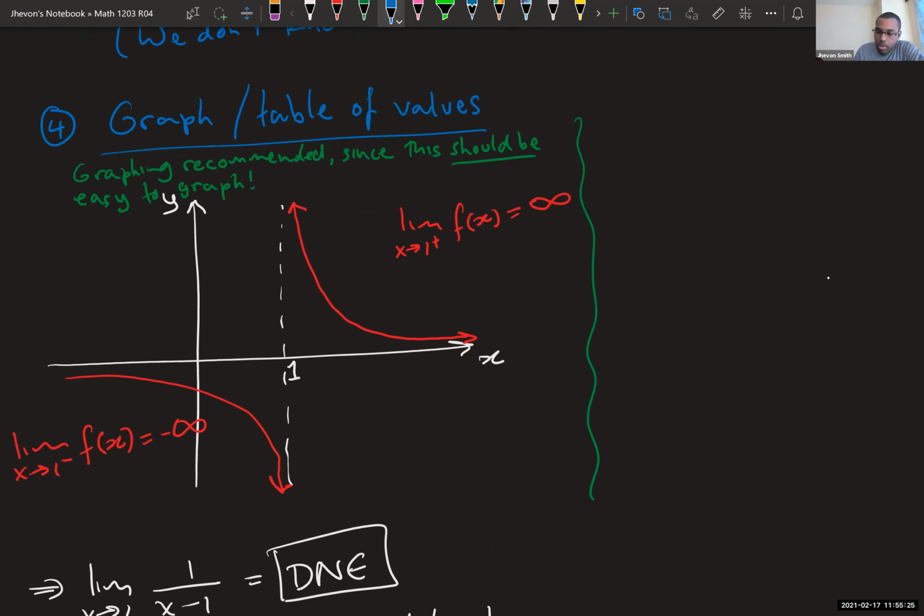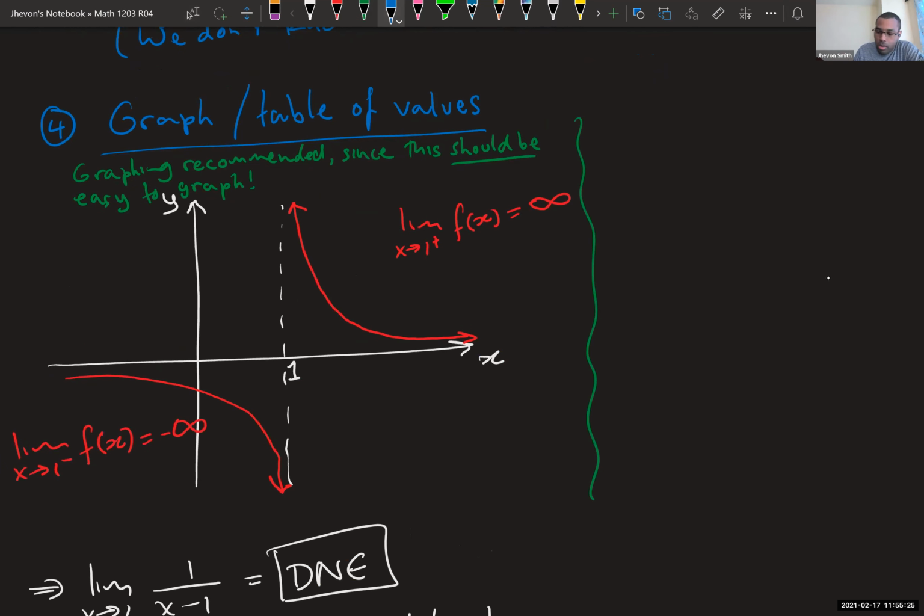So the thing is, especially since by assumption you're not using a calculator here, you don't want to waste time computing stuff in a table of values when you don't have to. Graphing is going to be a lot quicker. But if you don't have a choice, you don't remember how to graph, you can't graph, maybe it's a little bit more complicated. Table of values is probably what you're going to do.